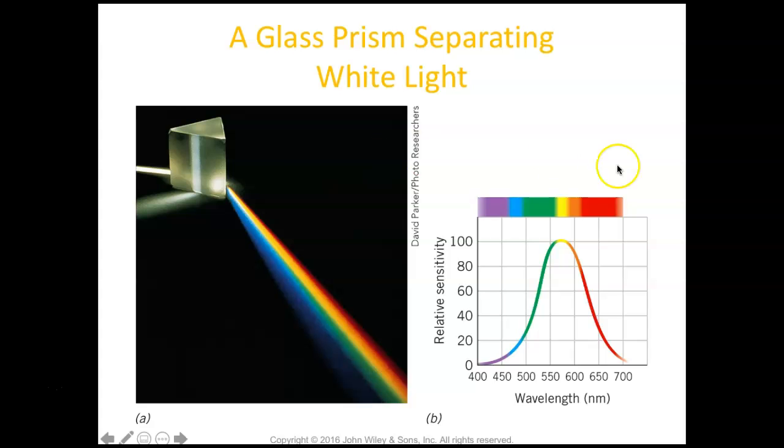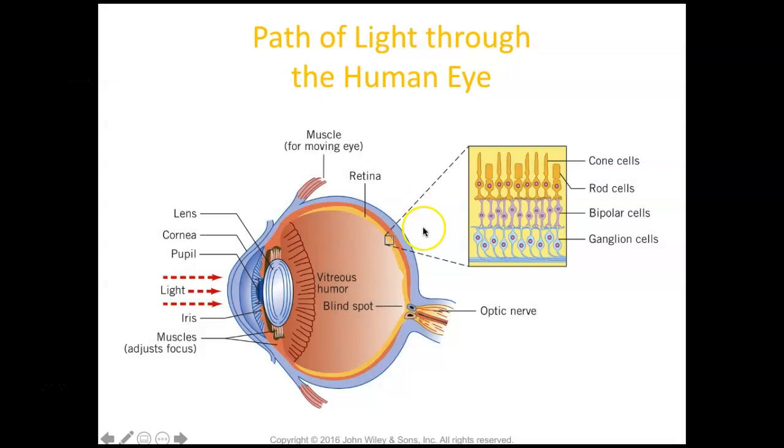But here's, again, just an example of that prism separating white light into the visible spectrum. Here is what the eye looks like, with a bunch of cones and rods, which help you pick up and send a signal along the optic nerve to your brain, which then interprets what that signal is, what you're looking at, and what color it is. So pretty interesting stuff to talk about.